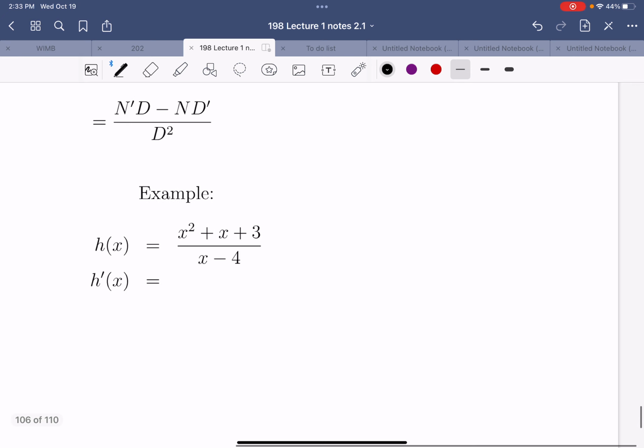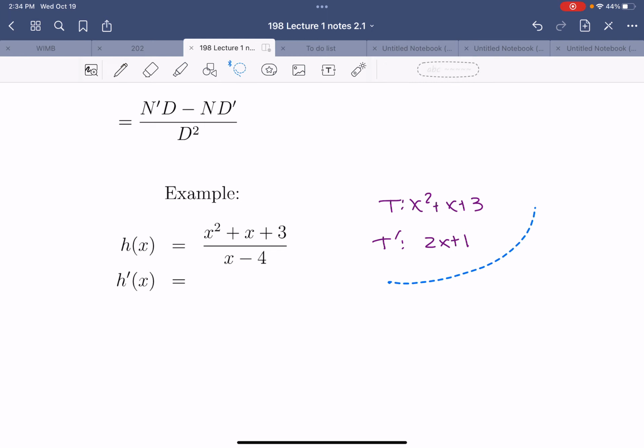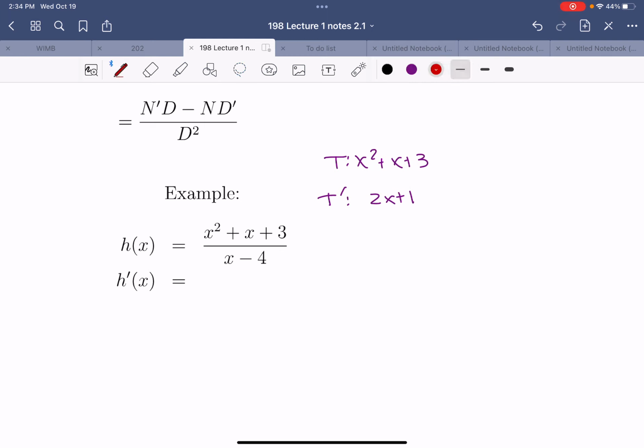Quotient rule. You've got n and d here standing for numerator and denominator, but you can also think of it as just top and bottom. In this case, my top is x squared plus x plus 3, and the top prime, the derivative, is 2x plus 1. For the bottom, actually let me get rid of this and move it up. The bottom is x minus 4, and its derivative is just 1.